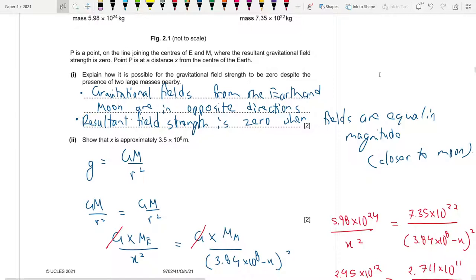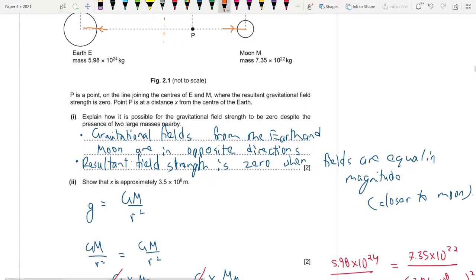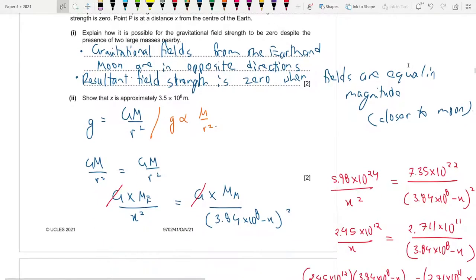Okay, so show that the point at which this happens is approximately 3.5 into 10 power 8 meters away from the Earth. We know that the formula for gravitational field strength is GM by r square, or you could write g is proportional to M by r square, because the universal gravitational constant is a constant. It doesn't really matter. So we are going to equate both of them, so we get rid of G on both sides.